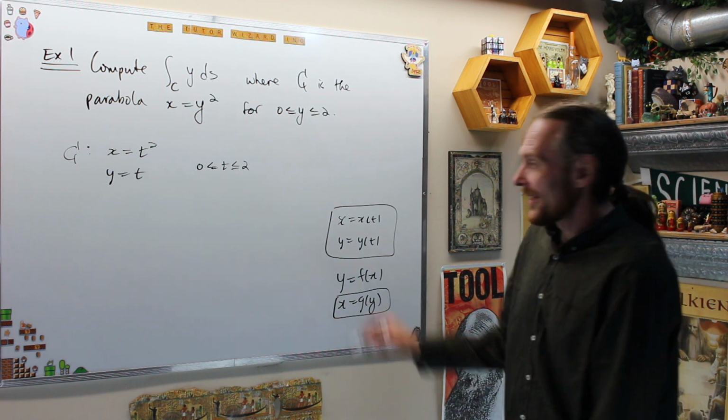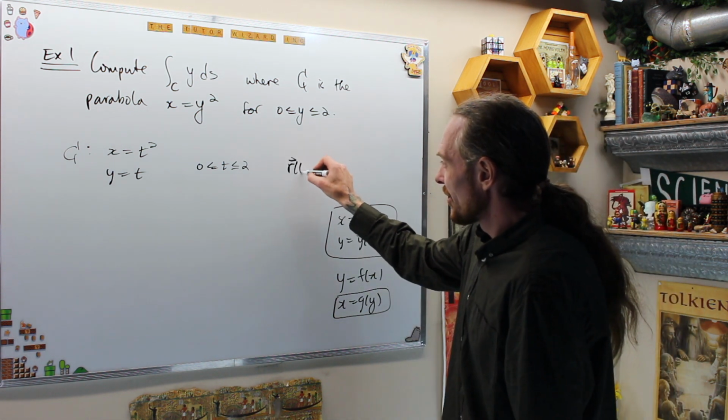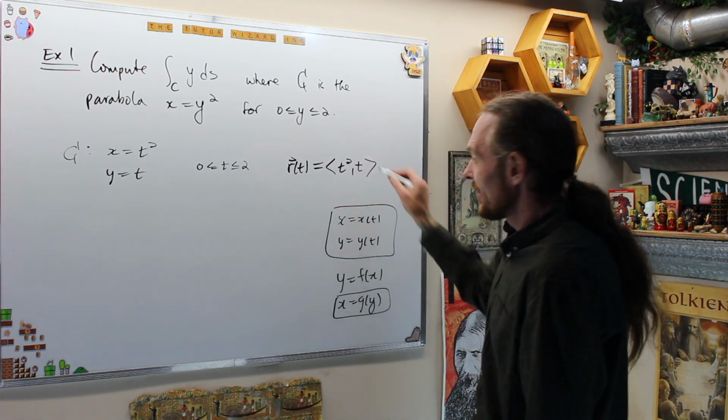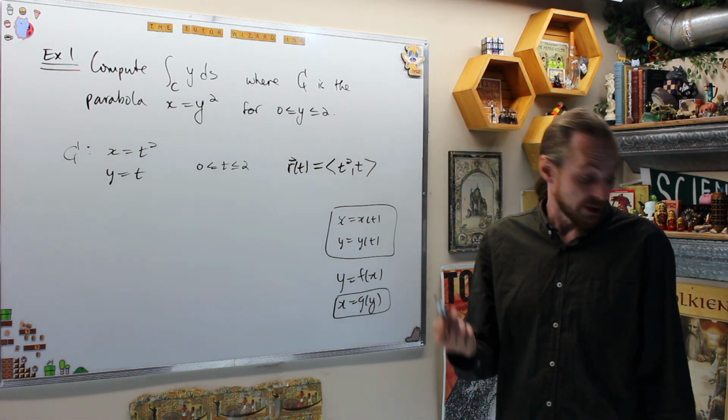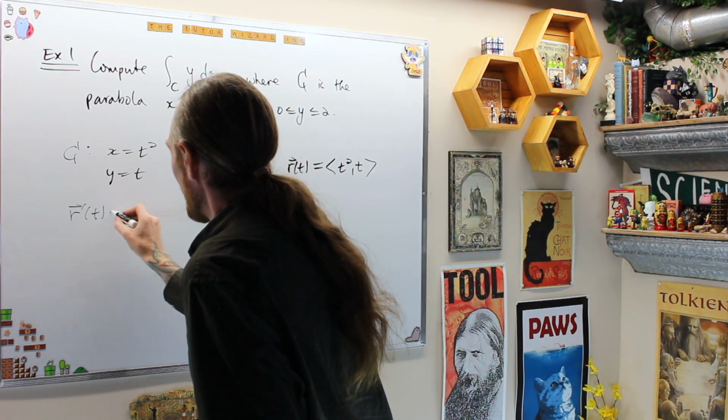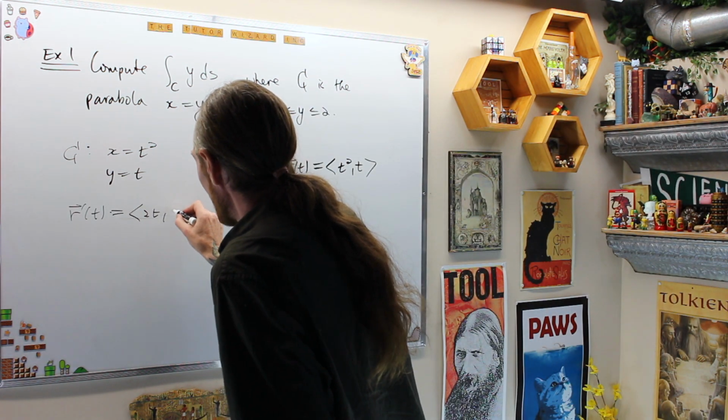A better way to do that is what I just pointed out. That says I have (t squared, t) as my parameterization. What do I do with that? From this now, I can get the derivative, which is equal to (2t, 1).